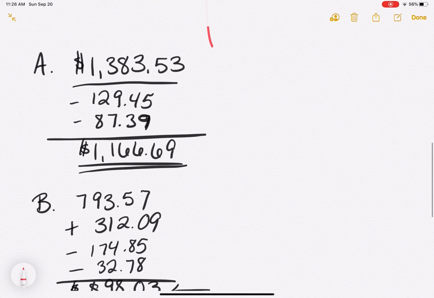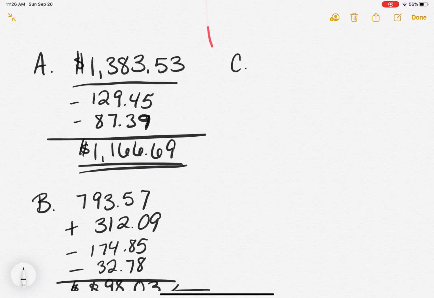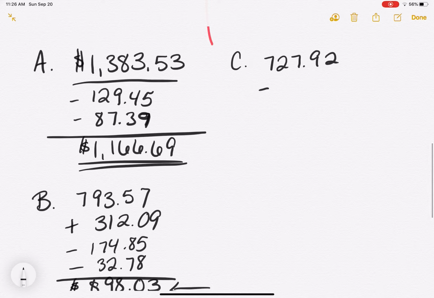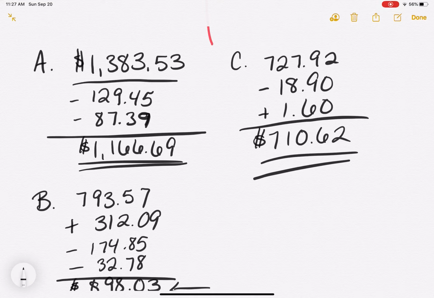Okay, so I'm just going to do the next problems right next to it. So let's do C right here. Mildred's previous check register balance was $727.92. Her bank statement showed a service charge, we're going to subtract that, of $18.90, and interest earned, add that in, of $1.60. So what is her ending amount? So she ended with $710.62 reconciled.